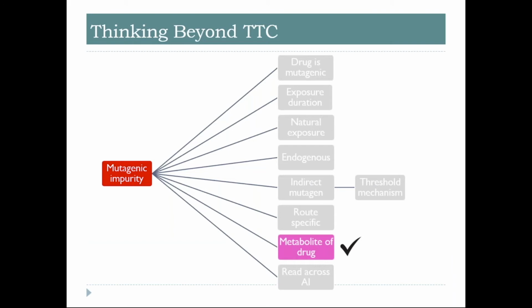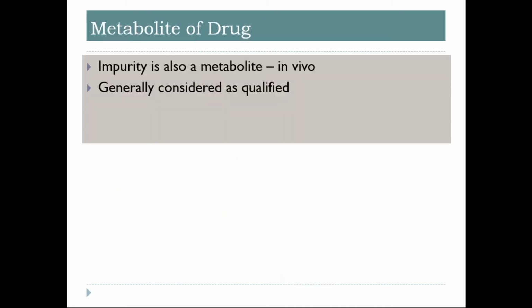Coming to the last concept, as I said, because I'm not going to take the read across AI, I'll just be covering the metabolite of the drug concept. The impurity of the target, like whatever we discussed, sometimes turns out to be a metabolite of the same drug. In that case, a particular risk assessment covering that mutagen or metabolite generally qualifies that impurity. So we don't have to apply a TTC further.